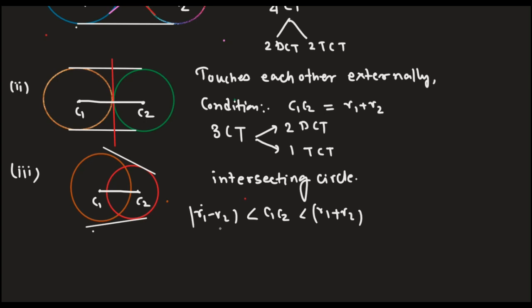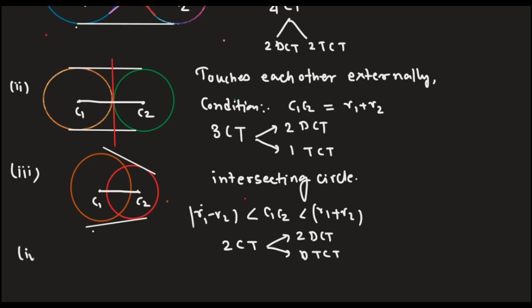Total how many common tangents we have? 2 common tangents, 2 DCT we have, and 0 TCT, direct common tangent. So now here we are going to write this one. So now tangents, total number of two common tangents are there. So number 1, 2 DCT, and 0 TCT, transverse common tangents.